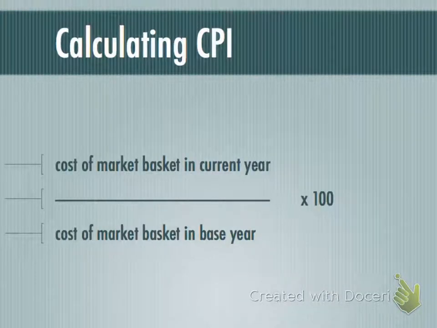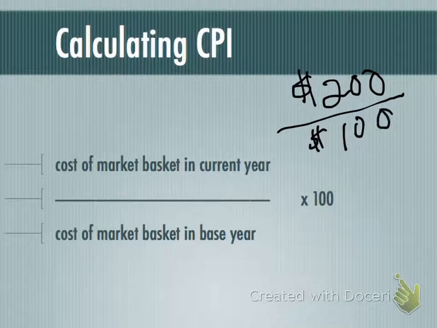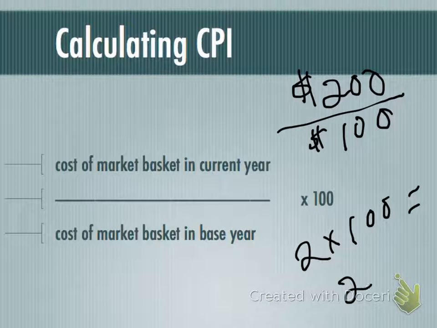The way you then calculate the index is to say, what is the market basket cost in the current year over the cost of the market basket in the base year? Then you multiply that times 100. So you could say, for example, all of those 80,000 things cost $200 in the current year. In the base year, they cost $100. So you'd have 200 divided by 100 is 2, times 100. You'd have a CPI of 200.